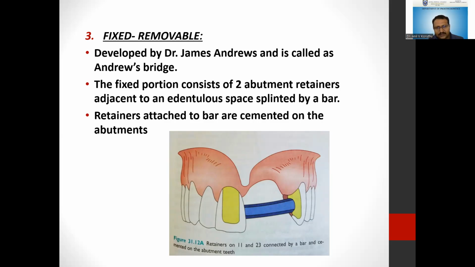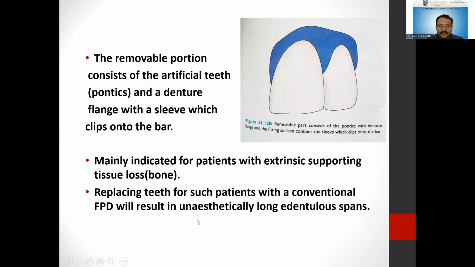So to avoid this situation, a fixed portion consists of two abutment retainers adjacent to the edentulous space, joined with the help of a bar, and the retainers attached to the bar are cemented to the abutments. Like this, it will be connected with a bar. And on top of this, a removable appliance is given.